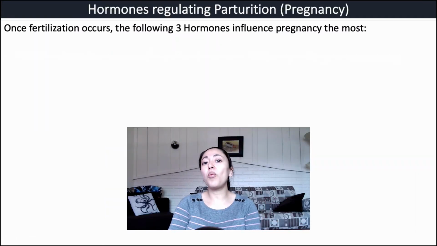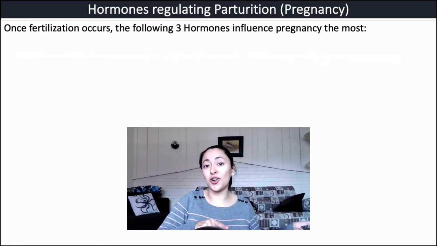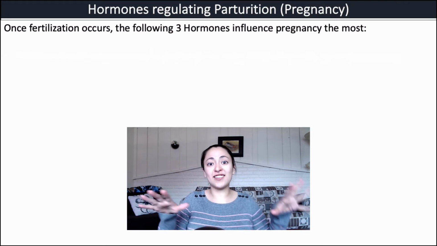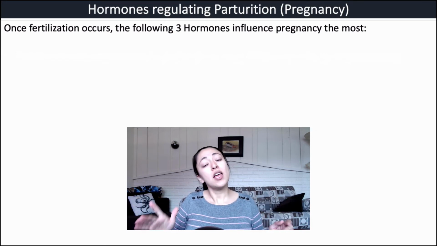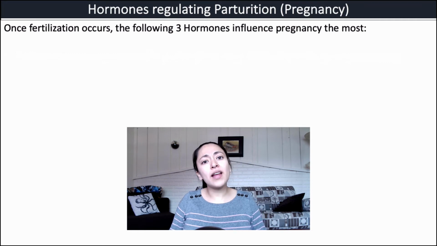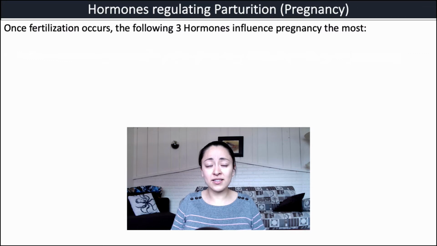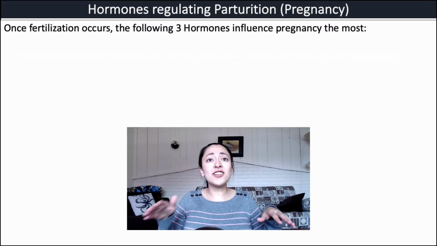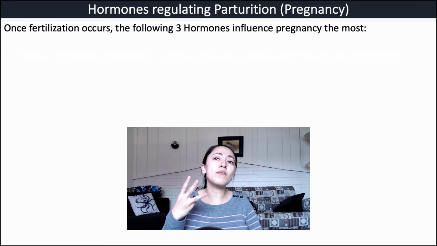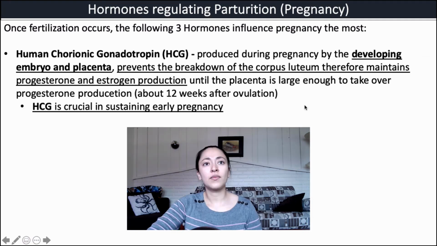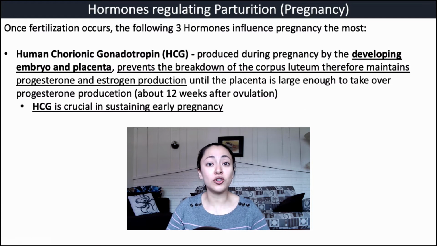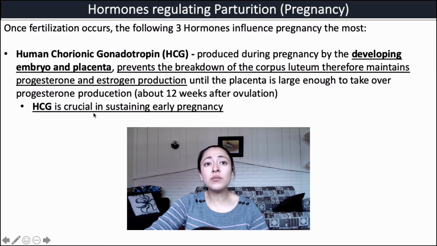So now we've talked about what happens when fertilization doesn't occur and the hormonal changes that occur simultaneously with that. But let's talk a little bit about what happens when fertilization does occur and what hormones help to sustain pregnancy. So when fertilization does occur, the following 3 hormones will influence pregnancy the most. The first hormone is known as human chorionic gonadotropin, or HCG. This hormone is extremely crucial in sustaining early pregnancy.